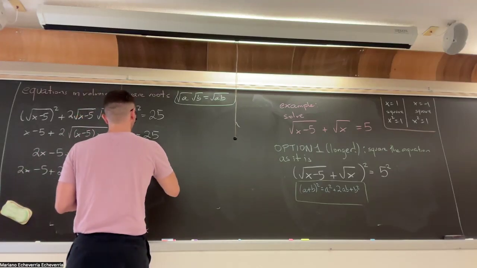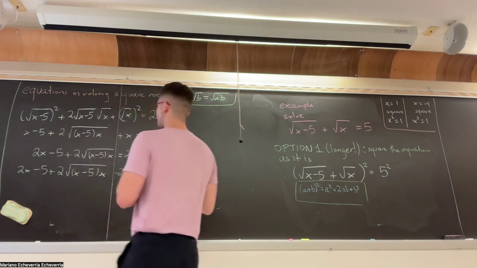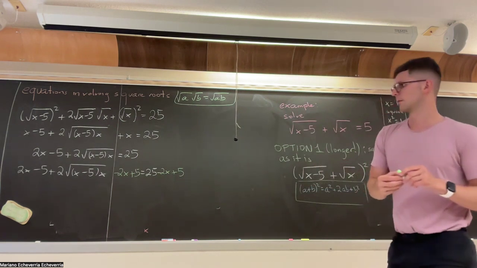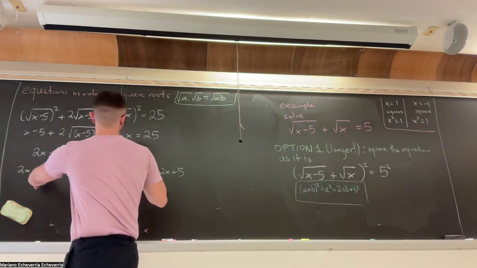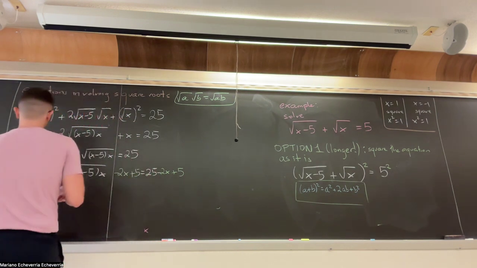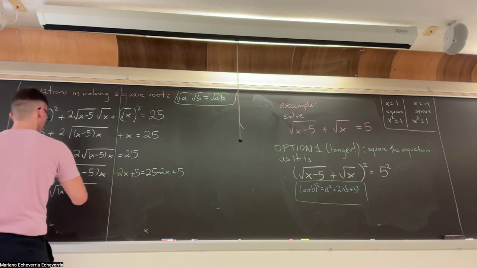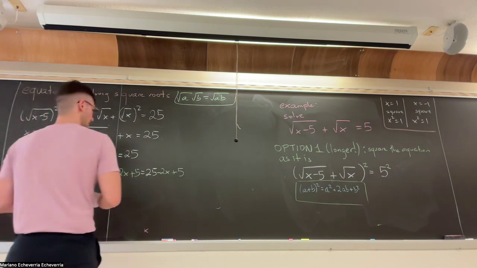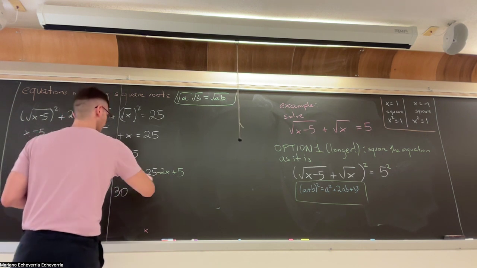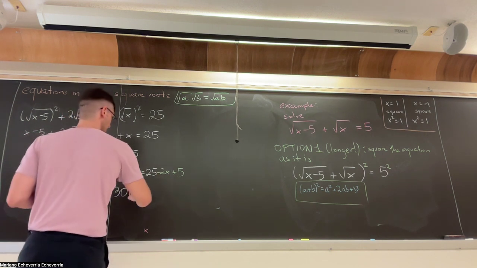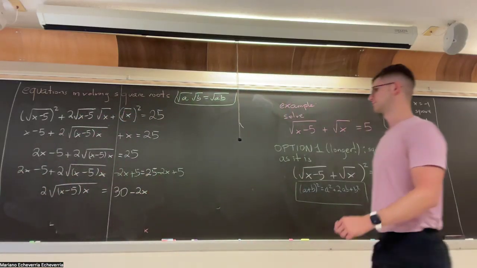The 2x with the negative 2x becomes 0, and the negative 5 with 5 becomes 0. So you end up getting 2 root of (x minus 5) times x equals 30 minus 2x.